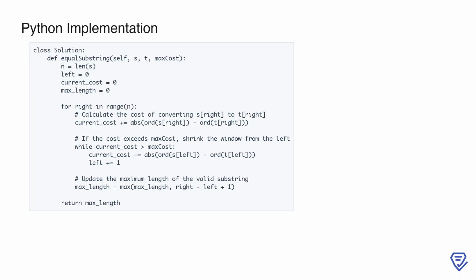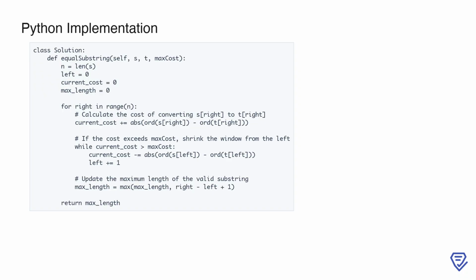3. Shrinking the window. If current_cost exceeds max_cost, we shrink the window from the left by subtracting the transformation cost of S[left] to T[left] from current_cost and incrementing left. This ensures that the window remains valid. 4. Updating maximum length. After adjusting the window, we calculate the current window size as right - left + 1 and update max_length if this size is greater than the previously recorded maximum.